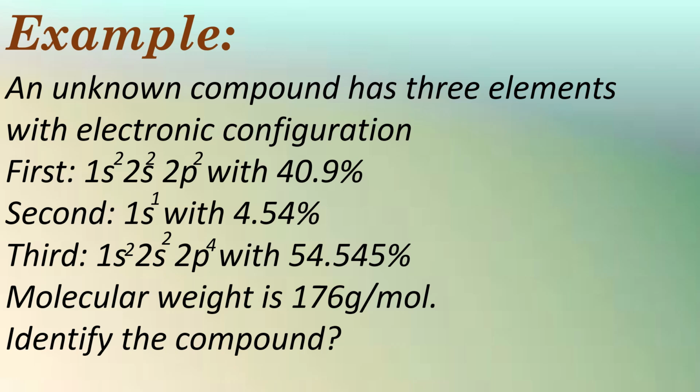Second is 1s1, only one electron in s orbital. It is hydrogen. Third element 1s2, 2s2, 2p4. We will add 2 plus 2 plus 4, it becomes 8. That means in a neutral atom there are 8 protons. So it is oxygen because oxygen atomic number is 8. First element is carbon, second is hydrogen, third is oxygen. We have identified the elements. Now by their percentages we will calculate molecular formula of compound.